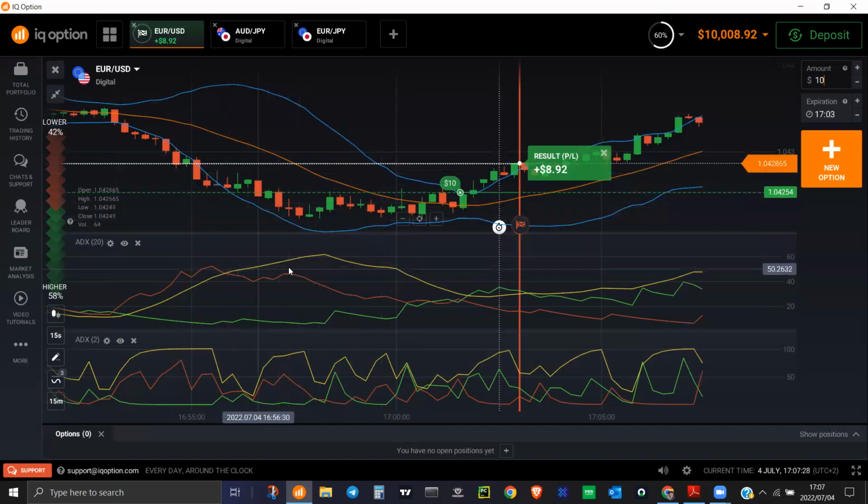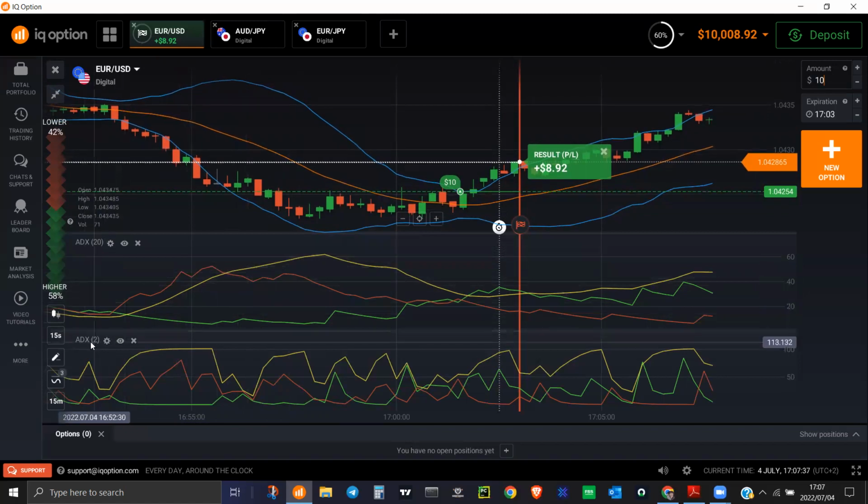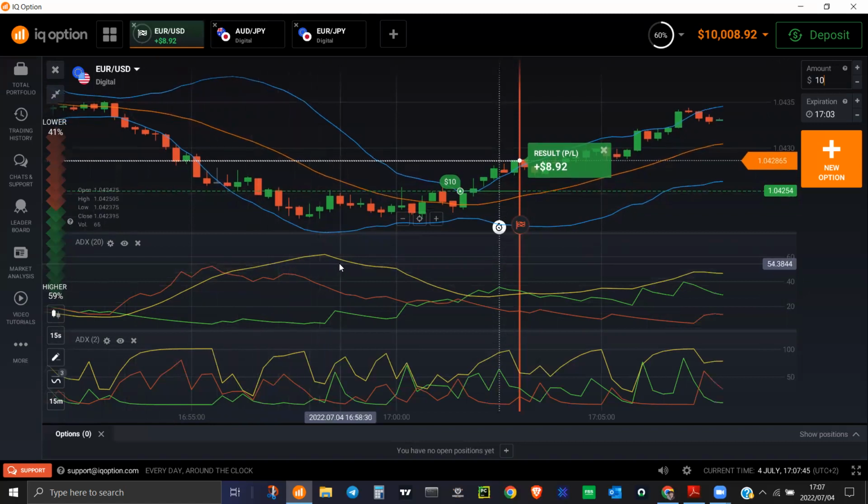So I call this the money zone, right? When the ADX is above both the red and the green line. By the way, I'm talking about the ADX 20, not the ADX 2. Okay, so once we're here, there's not much that you do. You just wait. What are you waiting for? You're waiting for two things. Okay, let's just keep it simple.